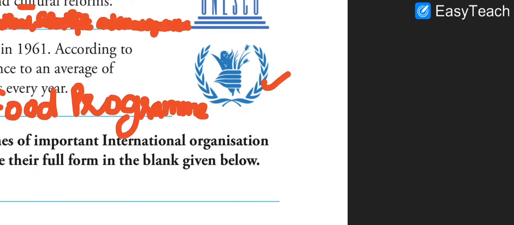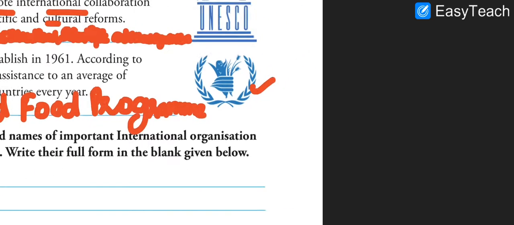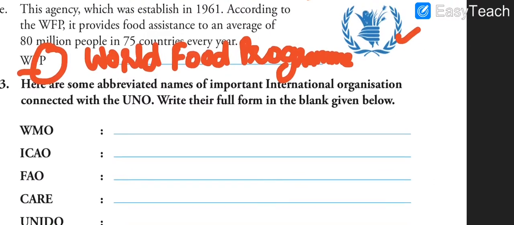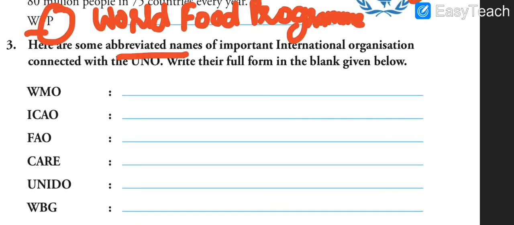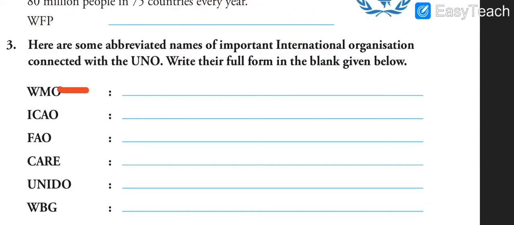Now, moving ahead for some of the important full forms. These are the abbreviated names of important international organizations that are connected with the UNO. These are connected with the UNO, so we have to write their full forms in the blanks. Space is given, so you have to write the complete full form. Okay, fine, then let's start.